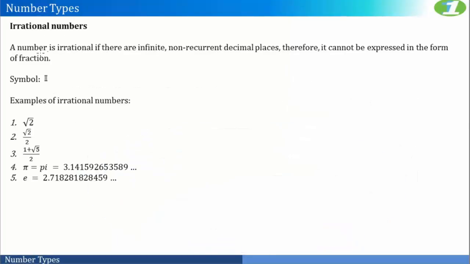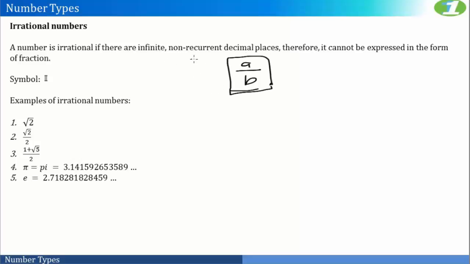Now, a number is irrational if there are infinite non-recurrent decimal places. Therefore, it cannot be expressed in the form of a fraction, just as we just saw. So once it has infinite non-recurring decimals, then this thing is actually irrational.